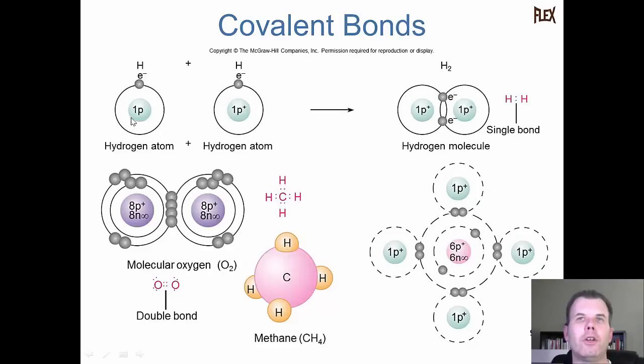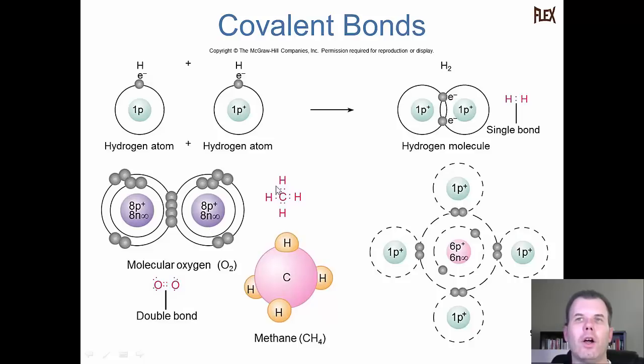Again, you have two hydrogen atoms. They both have one. They'd like to have two. So they share their two electrons and they form a nice single bond. Here's molecular oxygen. Again, they have six and six. So what they do is they share their two with one another and they form a nice covalent bond.